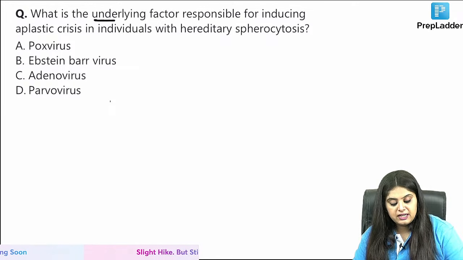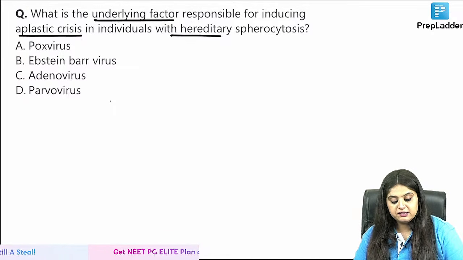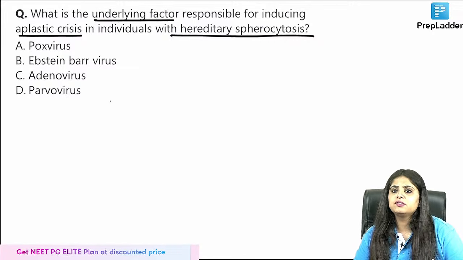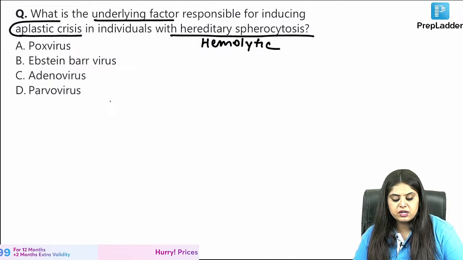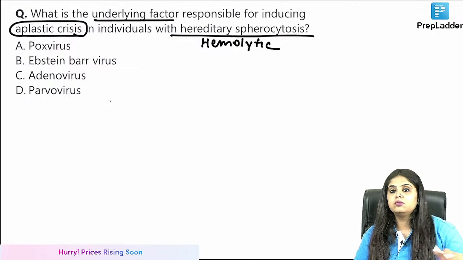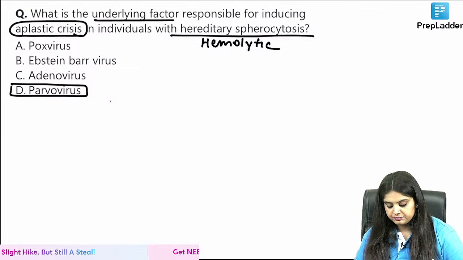Which of the following underlying factors is responsible for inducing aplastic crisis in patients with hereditary spherocytosis? Back to pathology. HS was a hemolytic anemia. In a hemolytic anemia, suddenly the bone marrow says shut down. Bone marrow says aplasia, no RBC, no WBC, no platelet. I will not make anything. Which virus are you thinking of? Yes, that is parvovirus. B19 to be very, very precise.